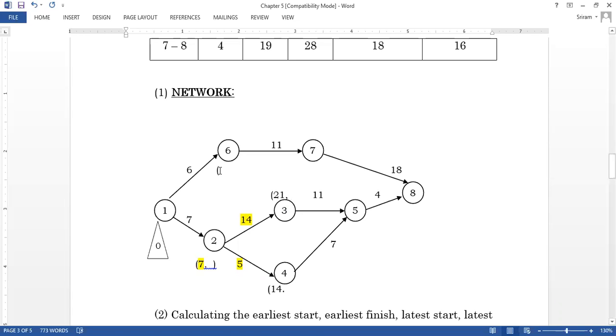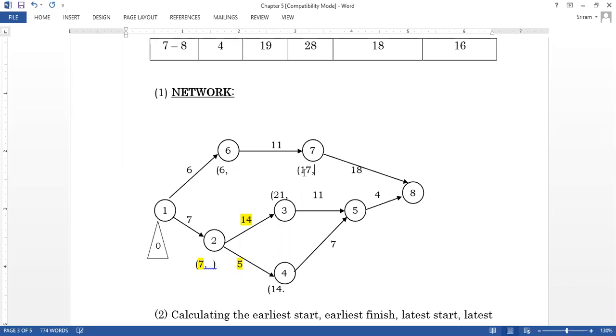Now I am going to find the value for this. Here I am having 0 plus 6. When I reach 6, the value will be 6, isn't it? Now I want to check the value for 7. When I want to reach 7, here I am having 6 and the expected time is 11. So 11 plus 6, the value is 17.